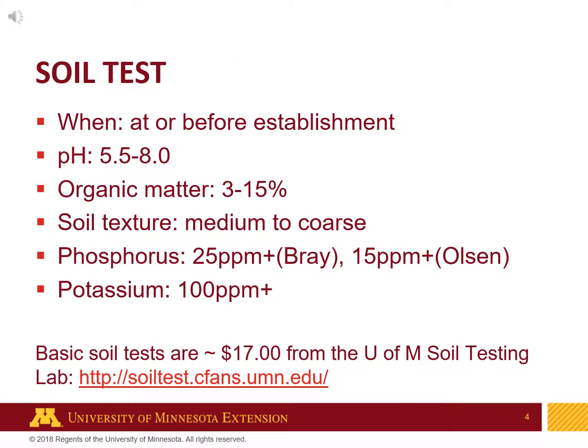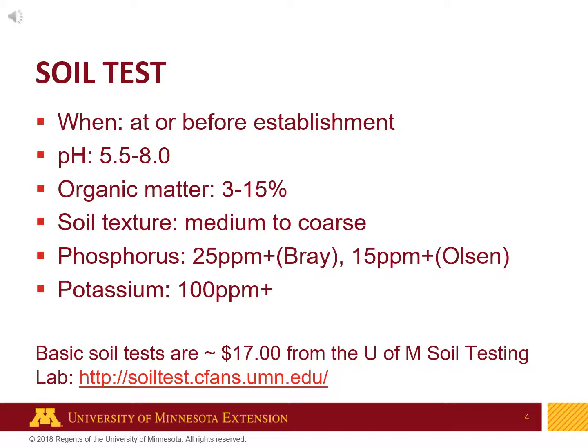With the exception of nitrogen, a soil test is the best method for determining the physical and chemical properties of a soil. A soil test should be completed at or before establishment for a new site to be established with turf. The most important information from a soil test report will include soil pH, percent organic matter, soil texture, and phosphorus and potassium concentrations.